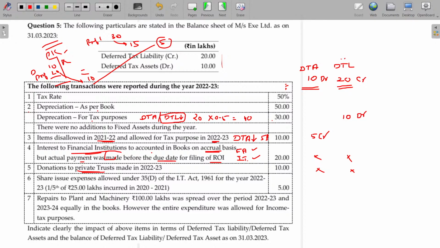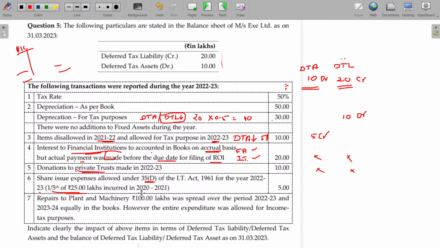Now, next one. Share issue expenses allowed under 35D. Always remember it this way, in your P&L account as well as for tax purposes. Imagine it this way so that you can comfortably solve. Share issue expenses allowed under 35D for the year are one-fifth of 25 lakhs. They were incurred in 2021, the previous year.